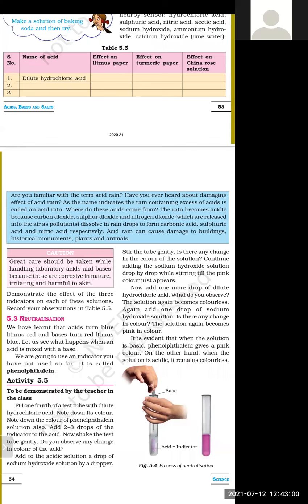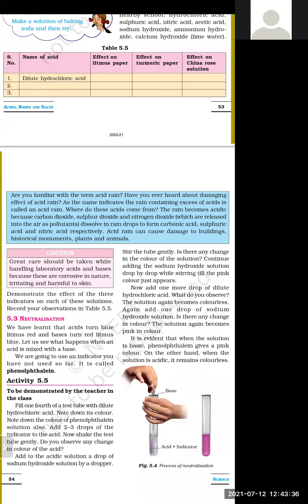Caution. Great care should be taken while handling laboratory acids and bases because these are corrosive in nature, irritating and harmful to skin. They can damage our skin. So be careful while handling this type of chemical. It is always advised not to touch these chemicals at home, at school laboratory, or anywhere else. They are very dangerous, very harmful.